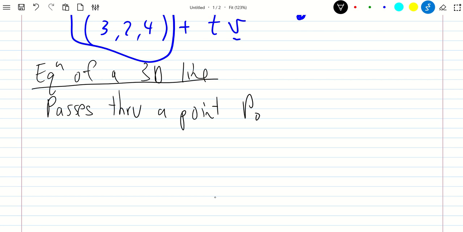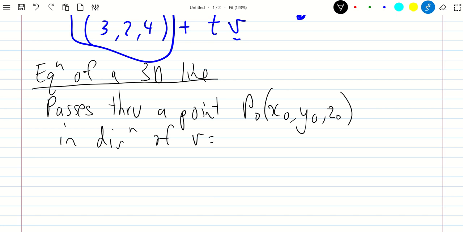And let's go again, that point. Let's call it x naught, y naught, z naught. So if it passes through a point in the direction of some vector v, and let's define that vector as ai, bj, ck. So in that direction, that's the way it's getting shot off.